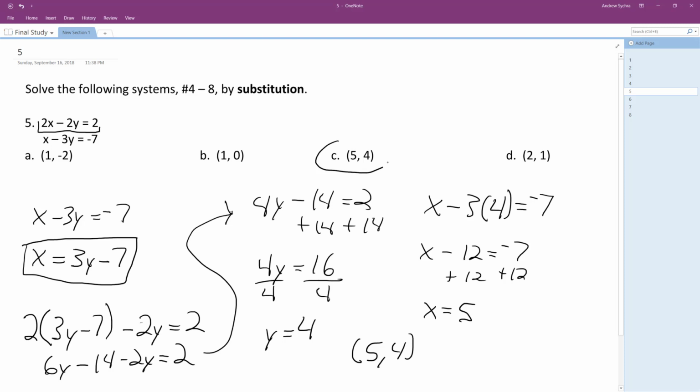And that matches up with C. And that's the solution to your system of equations using substitution.